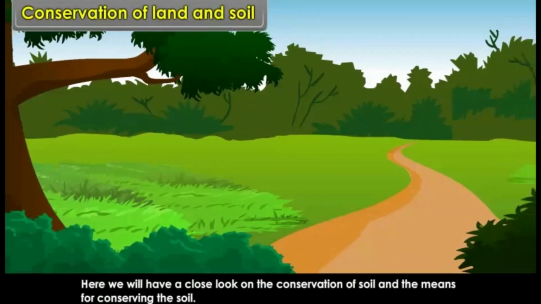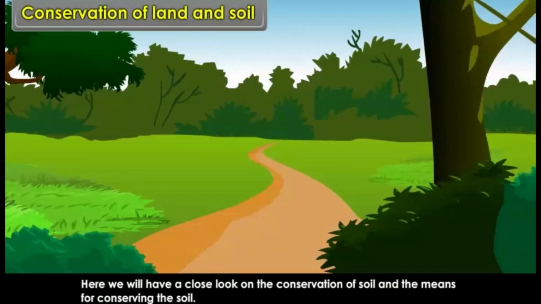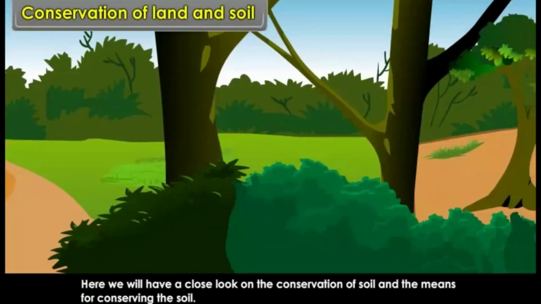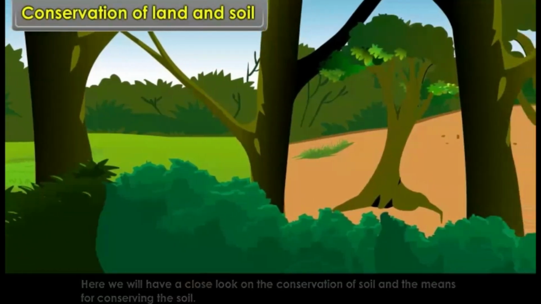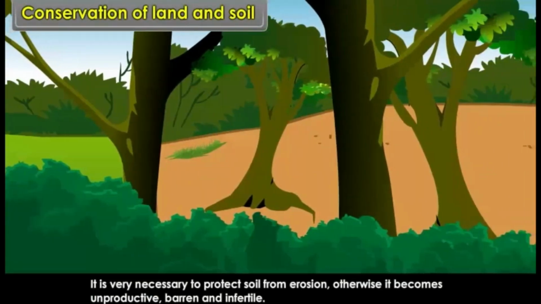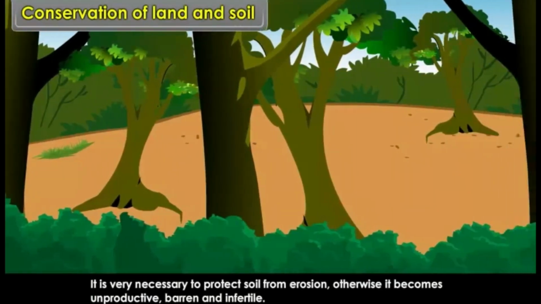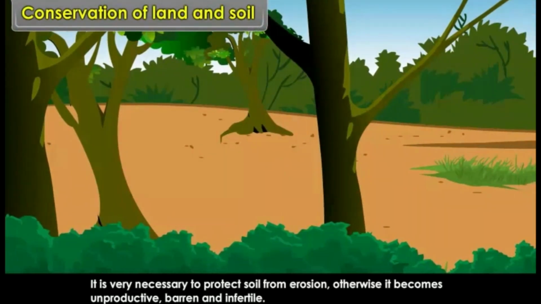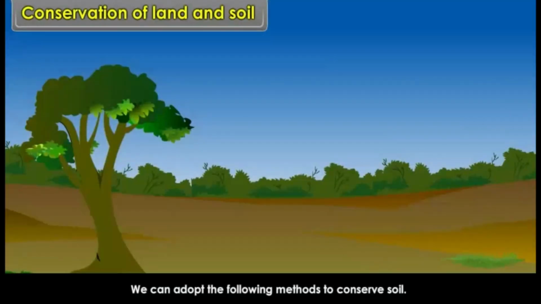Here we will have a close look at the conservation of soil and the means for conserving the soil. It is very necessary to protect soil from erosion. Otherwise, it becomes unproductive, barren and infertile. We can adopt the following methods to conserve soil.